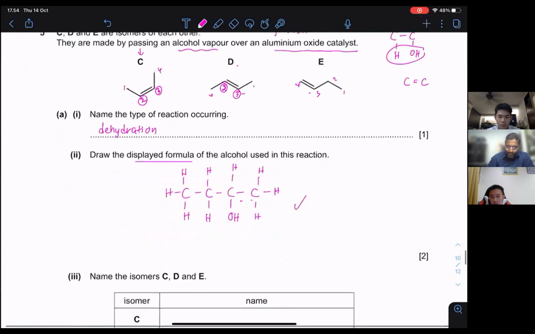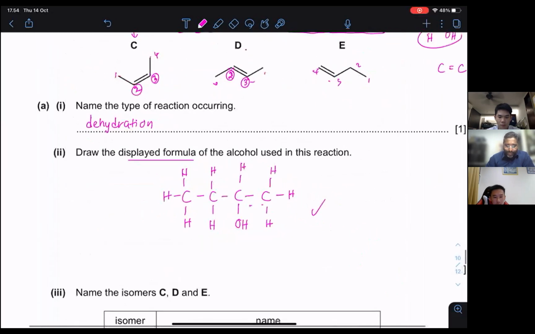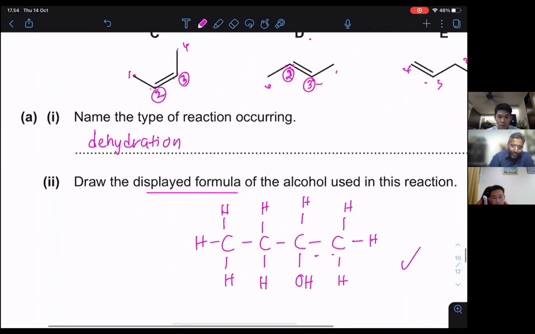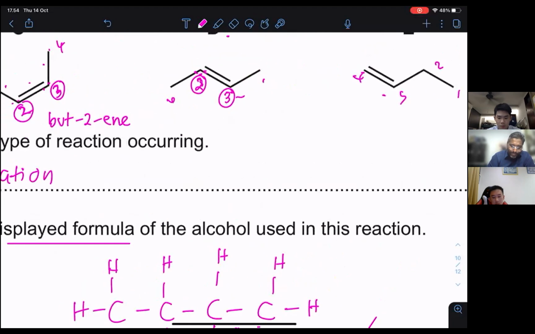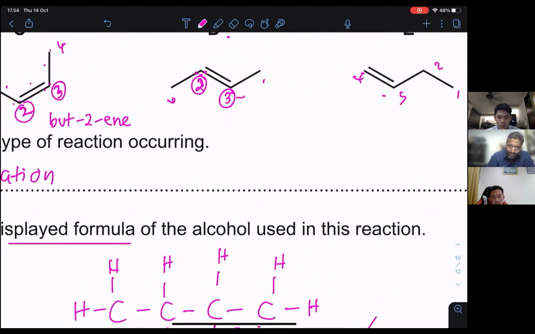Okay, you want to name the C itself. Yeah, so this one: 1, 2, 3, 4. So this one is going to be butene. Position 1, position 2, position 3. So the double bond is at position number 2 in butene. And this one also, if you look over here, 4. Position 1, position 2. So it's butene also. So there must be something different.